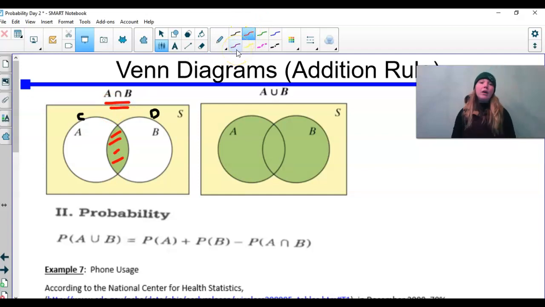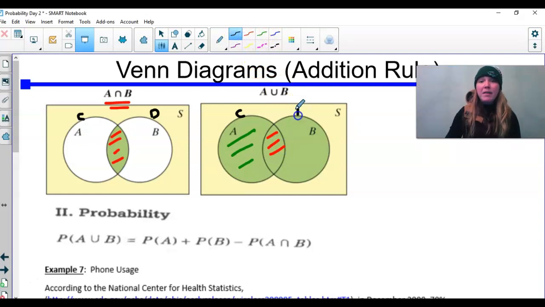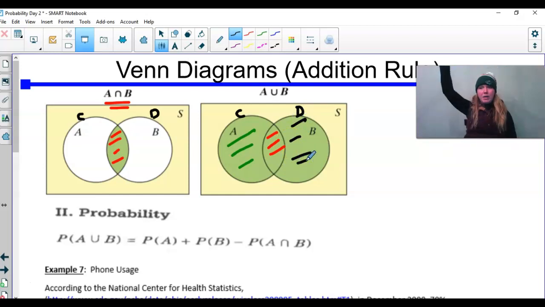Now, if I say raise your hand if you own a cat or a dog, and I count up all of the hands, this part right here is going to be everyone who owns just a cat. This part here is everyone who owns a cat and a dog, both. And then this part right here is everyone who just owns a dog. So some of you are going to own both, some of you own a cat, and some of you own a dog. So A union B is A or B. That's what that means, and it also includes that both there.